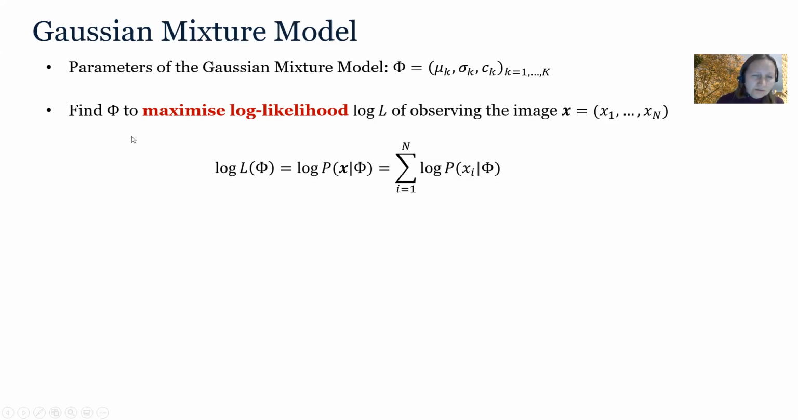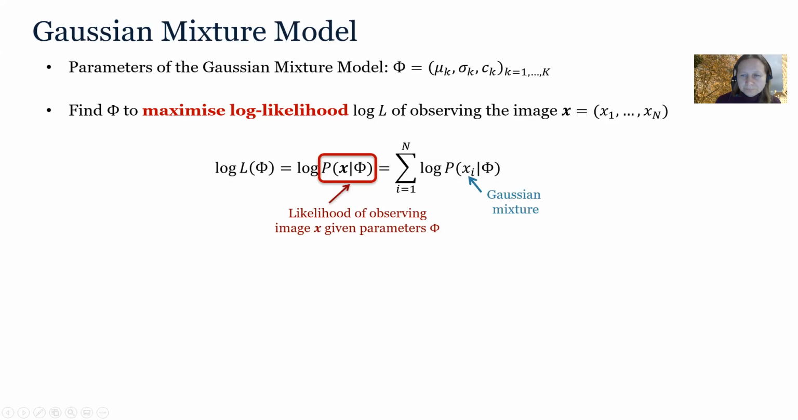And to do that, we will maximize the log likelihood of observing our particle image. So this image X is something we know, the parameters are something we don't know, and we are looking for the parameters that could create this Gaussian mixture model that best explains observing our image. So this is our likelihood, and you see we take the logarithm of it in a minute. Likelihood is just the probability of observing the image that we've got given the Gaussian mixture parameters.